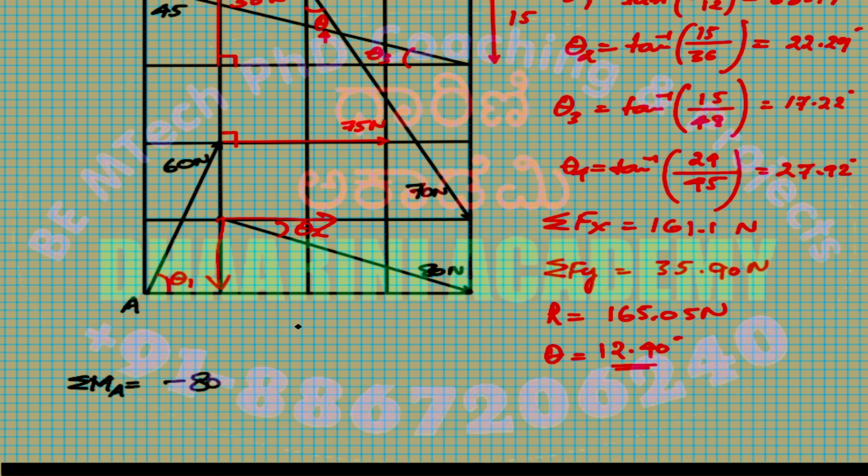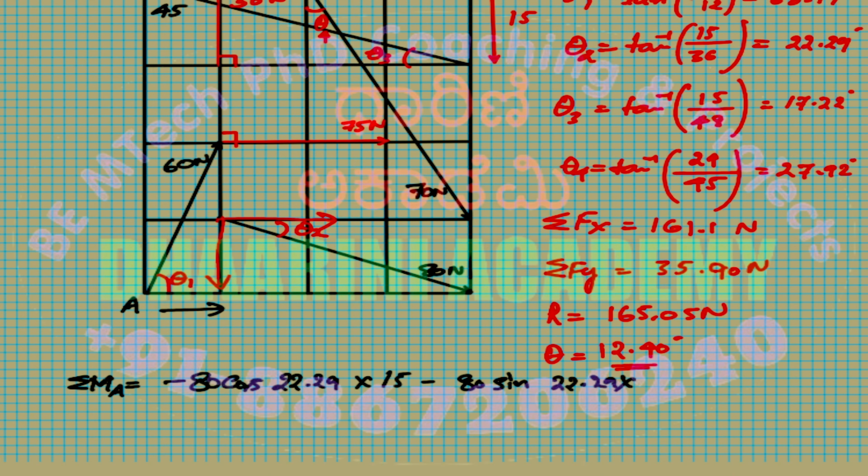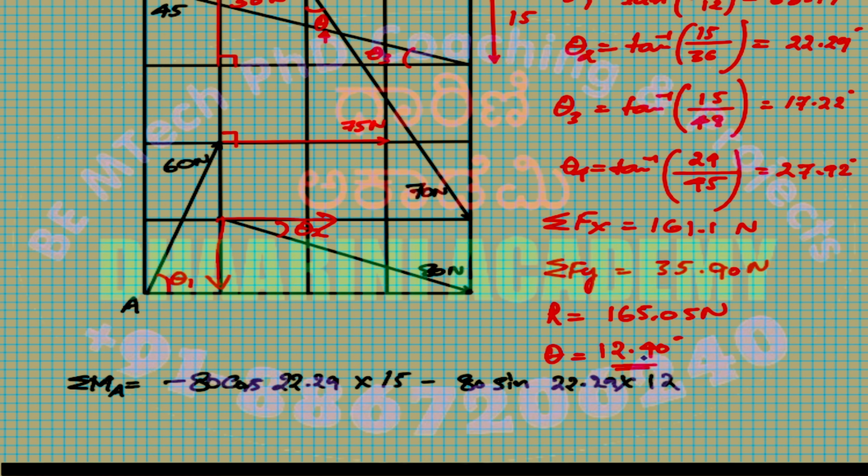So writing that, this is minus 80, horizontal component is cos, so minus 80 cos 22.29 force into the distance. I know the vertical distance is 15, there is 1 unit, so 15. Then minus, this is top to bottom, so downwards, once again, that is 80 into sine 22.29 into the horizontal distance, acting here. As per the given dimension, this is 12 into 12. So that's the first force.